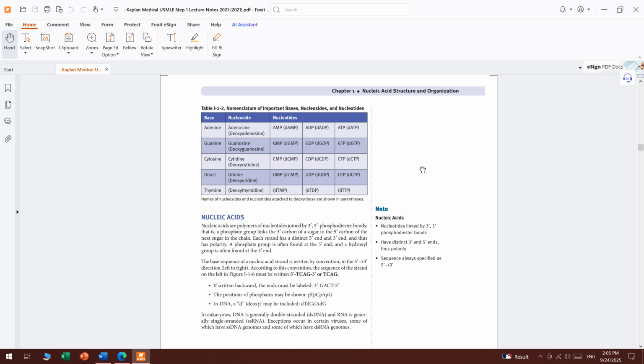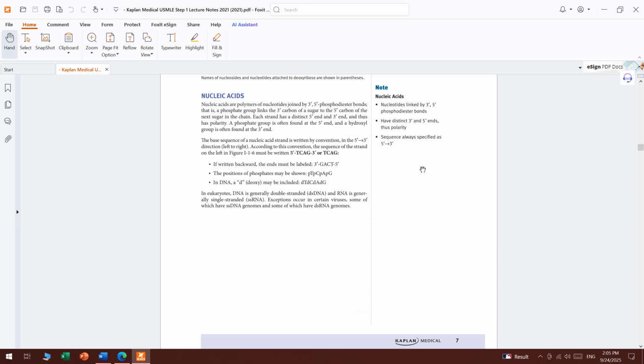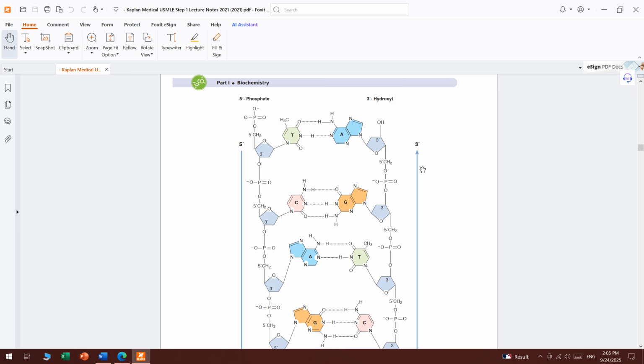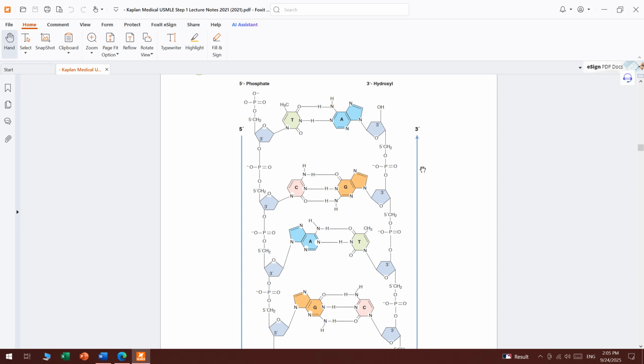Key characteristics of nucleic acids are that they are polymers of nucleotides linked by 3'5' phosphodiester bonds, they have distinct 3' and 5' ends, thus exhibiting polarity, and their sequence is always specified as 5'3'.